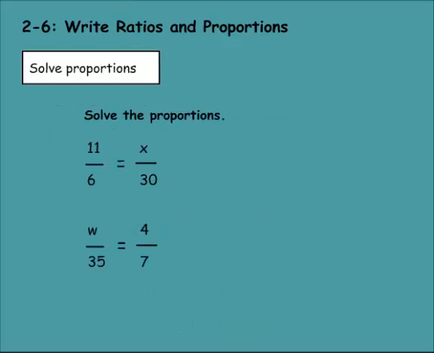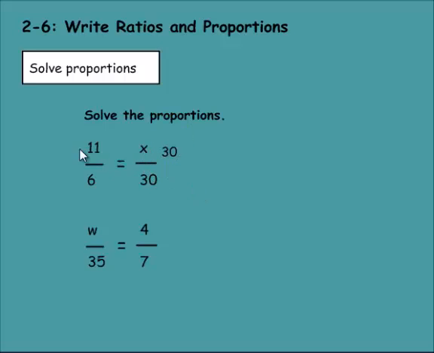Now we're going to solve proportions, and we're going to solve them the same way as we did with our equations. We're going to learn about cross multiplying to solve these next time, but for now we're going to learn them like we did with our equations. So we have 11 over 6 equals x over 30. So what would be the same ratio of 11 over 6 when the denominator gets changed to 30? Well, we could just multiply both sides by 30 to get our answer.